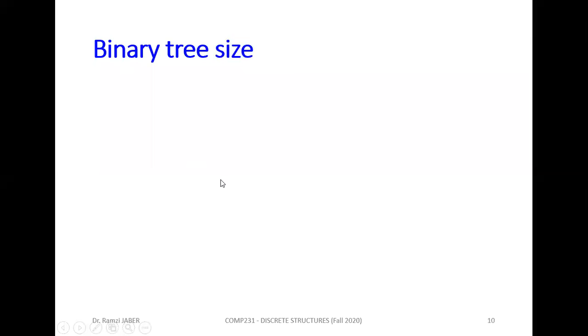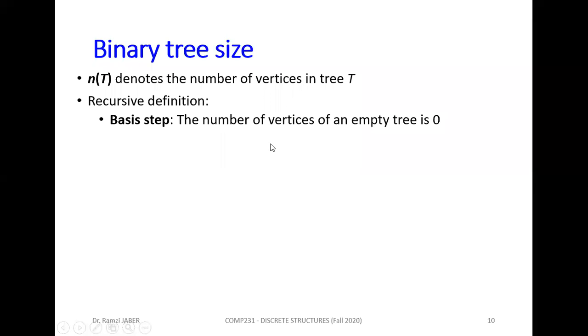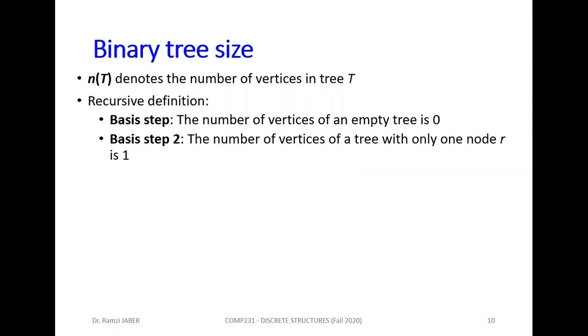Size. What is the size of the tree? N(T) denotes the number of vertices in the tree. Number of vertices means number of nodes, okay, in the tree. Recursive definition. Base step 1: the number of vertices of an empty tree is 0. Base step 2: the number of vertices of a tree with only one node is 1. Of course, we have only one node, so it's 1.